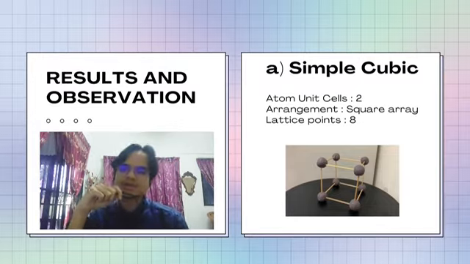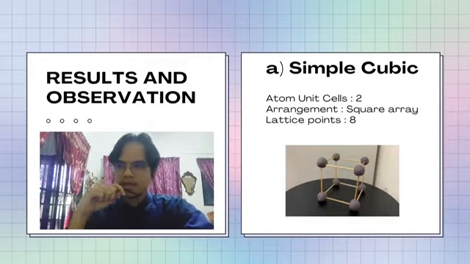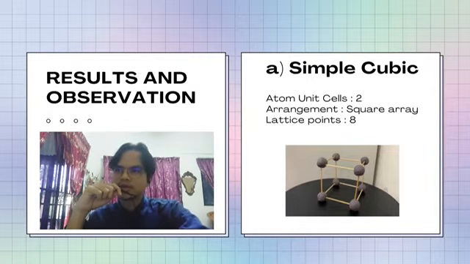Okay, so I will continue with the results and observation. From this laboratory, we obtained the 4 types of unit cell geometry, which are the simple cubic, body-centered cubic, face-centered cubic, and the hexagonal close-packed structure. As you can see in the slide, these are the photos of the results from our lab experiment.